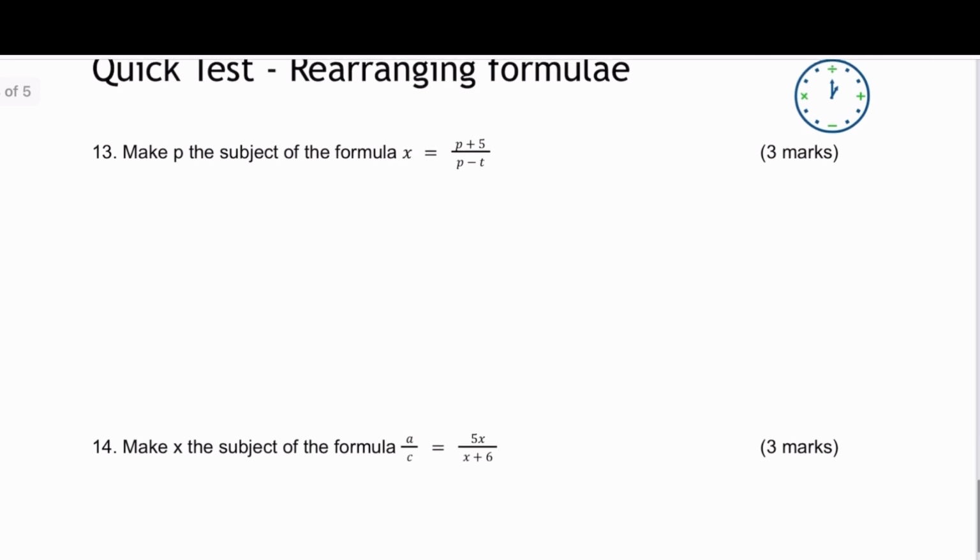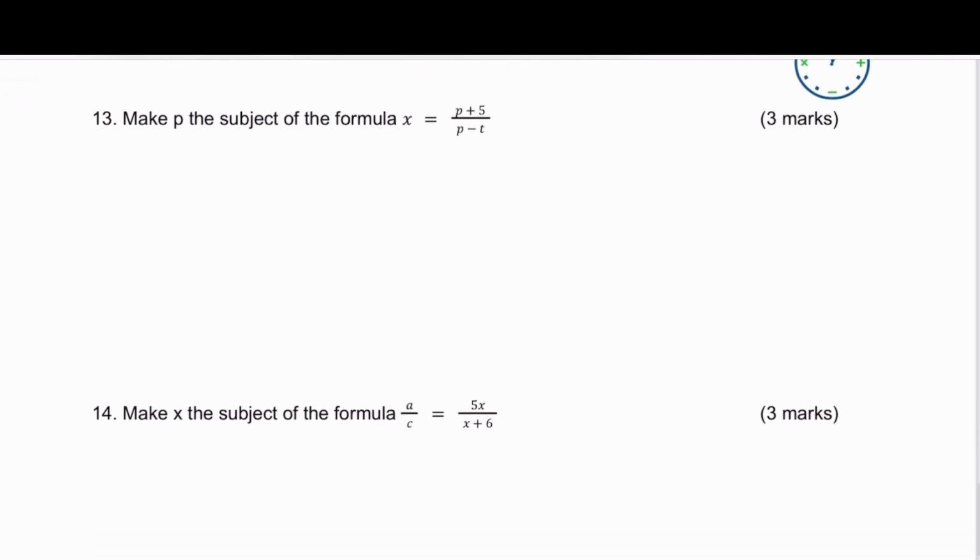We're about halfway through now, a bit more, about 2/3 of the way through the video, so please do stop the video, have a go at each of these questions for yourself. This number 13, treat it again as a cross multiplication. I'm going to get x times (p minus t) equals p plus 5 because I'm multiplying it by 1. Expand out, I'm going to get px minus xt equals p plus 5.